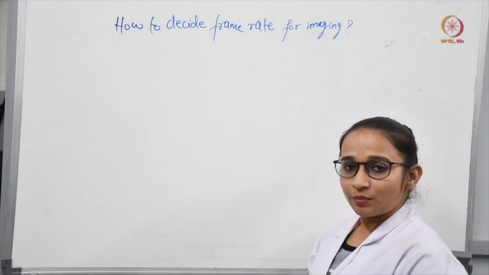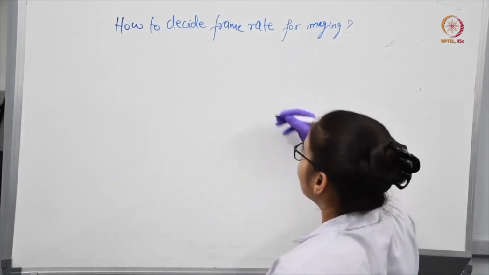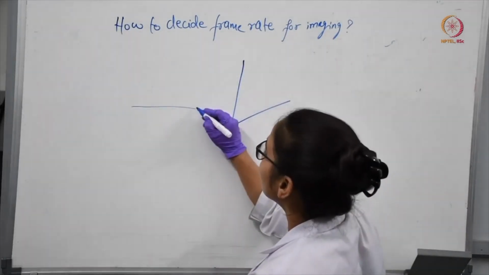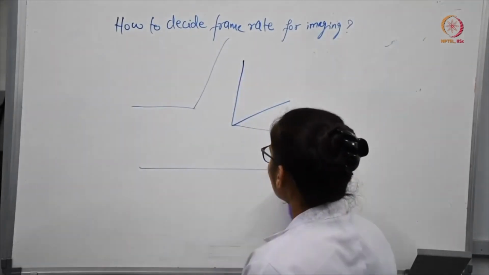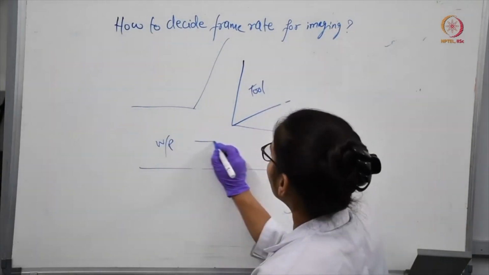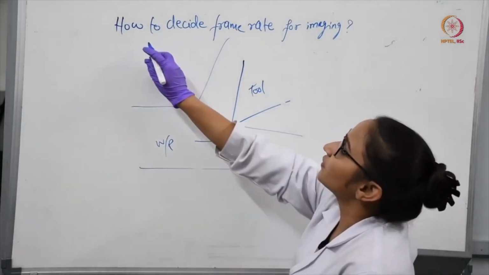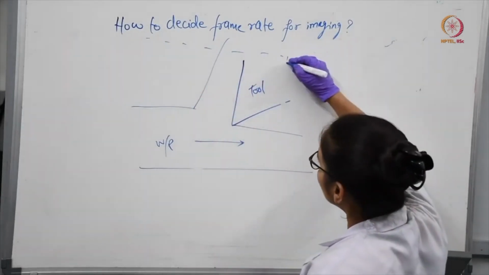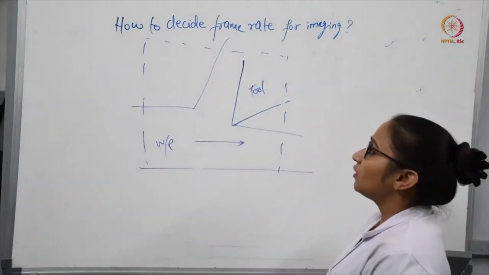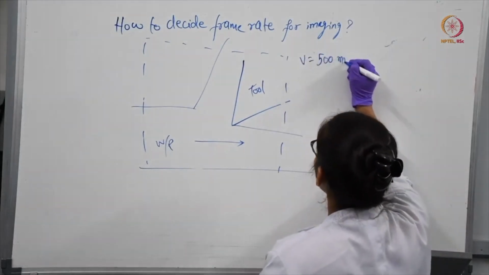So the next important part of the experiment is deciding the frame rate. Our schematic is something like this. We have a tool and this will be a workpiece. This is our workpiece, this is the tool, and the motion of the workpiece is in this direction. This dotted region here is the region of interest. Now the velocity of the workpiece is approximately 500 mm per minute.